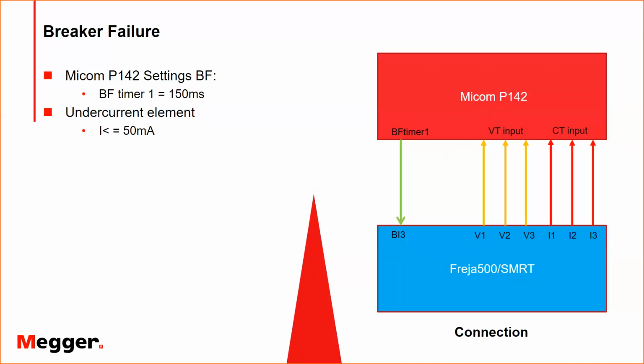Now, the timer I have inside my MyCombi142 relay is configured at 150 milliseconds. And the undercurrent element, the current detector I'm using, is configured at 50 milliamps. If the current drops to less than 50 milliamps, the circuit breaker failure protection will be reset. So it will not work when the current seen by my relay is less than 50 milliamps. This undercurrent element goes to the breaker failure itself, resetting it when the value becomes less than 50 milliamps.